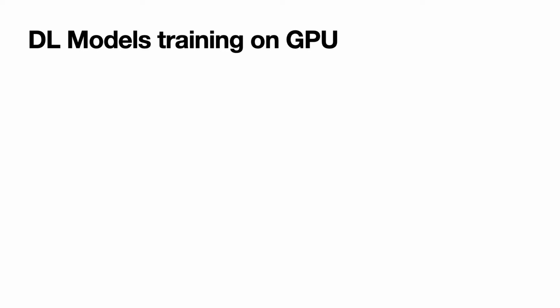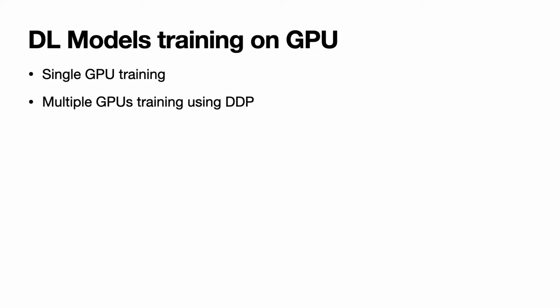In this video, we're going to discuss the workflow involved in training a deep learning model on a GPU. We're going to look at single GPU training and then move to multiple GPU training using a strategy called DDP, distributed data parallelism. Then we are going to discuss the limitations of DDP and some of the better strategies which are generally used in training very large models.